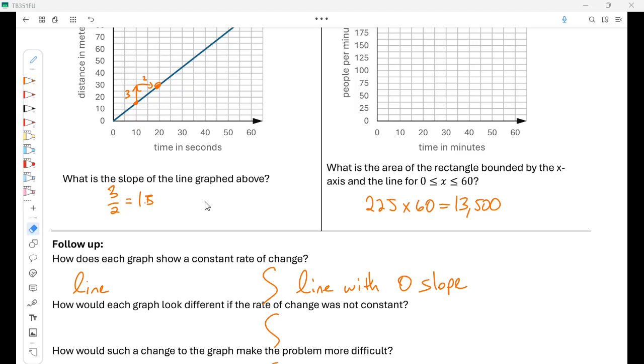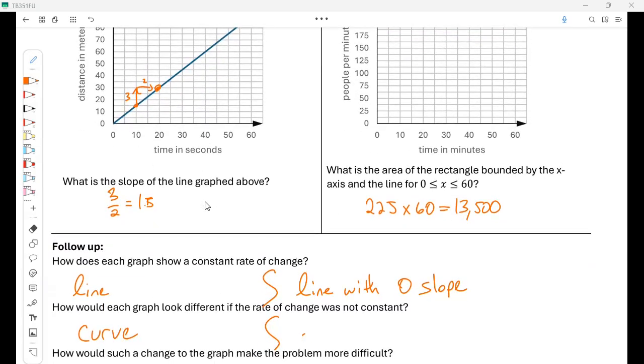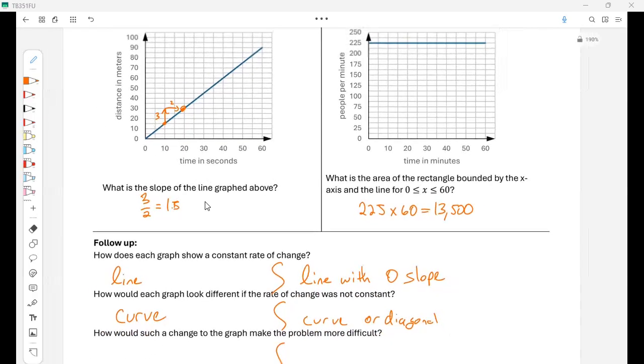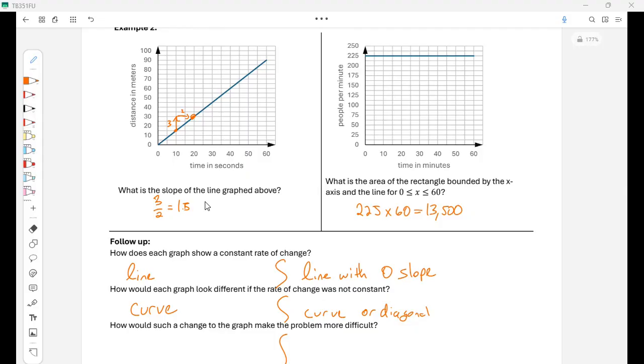So how would they look if the rate of change wasn't constant? And what would that look like? A curve, yeah, absolutely. So on the left, you would need a curve, right? There we go. Go away, curve. And on the right, obviously a curve would work too. But you can even have a diagonal line, just to point that out. And these aren't all inclusive, and I'm not saying that you couldn't make an argument for something even more complicated than this, jumps in your graph and things like that, but these are just the ideas.